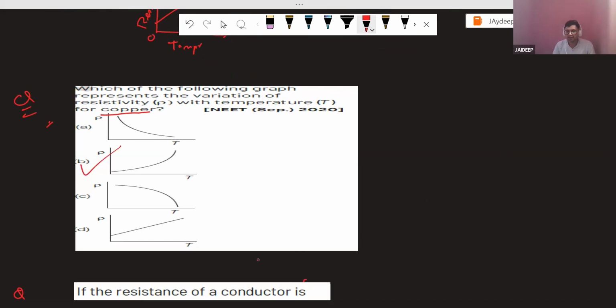D is for alloys, not for copper, because at temperature equals 0, it has some resistivity. But in case of conductors, at temperature 0, the resistivity is also 0, or the resistance is 0. So B is the correct answer. Is it okay with everyone? Yes, sir. It's not exactly directly proportional, but if we increase the temperature, the resistivity also increases.